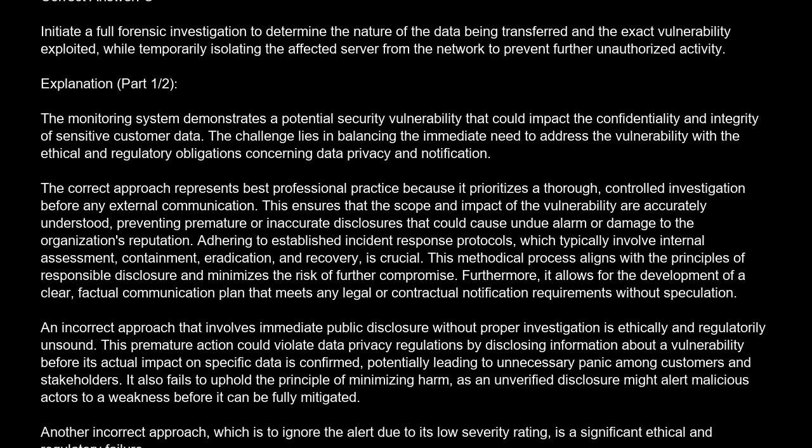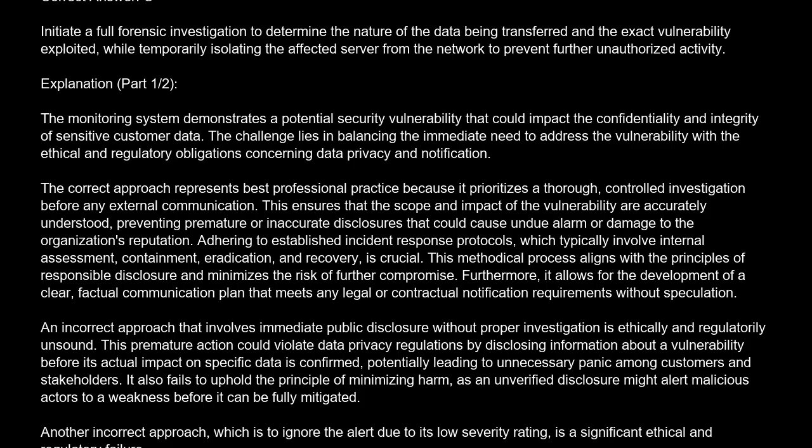Initiate a full forensic investigation to determine the nature of the data being transferred and the exact vulnerability exploited, while temporarily isolating the affected server from the network to prevent further unauthorized activity. Explanation: the monitoring system demonstrates a potential security vulnerability that could impact the confidentiality and integrity of sensitive customer data.